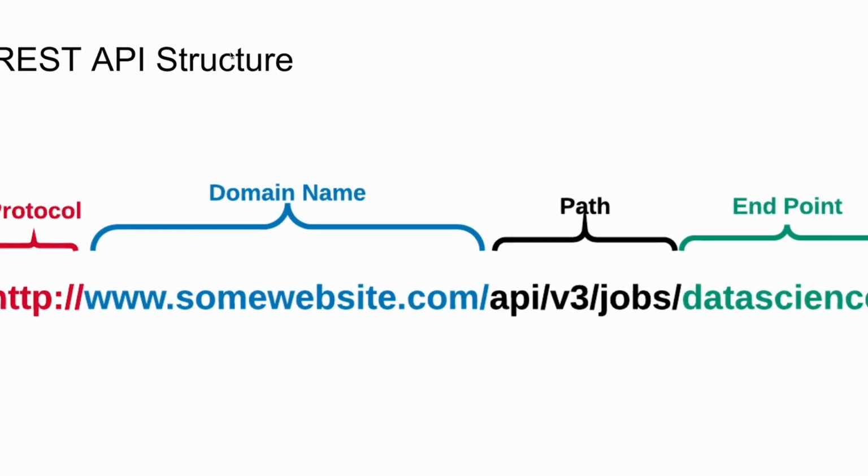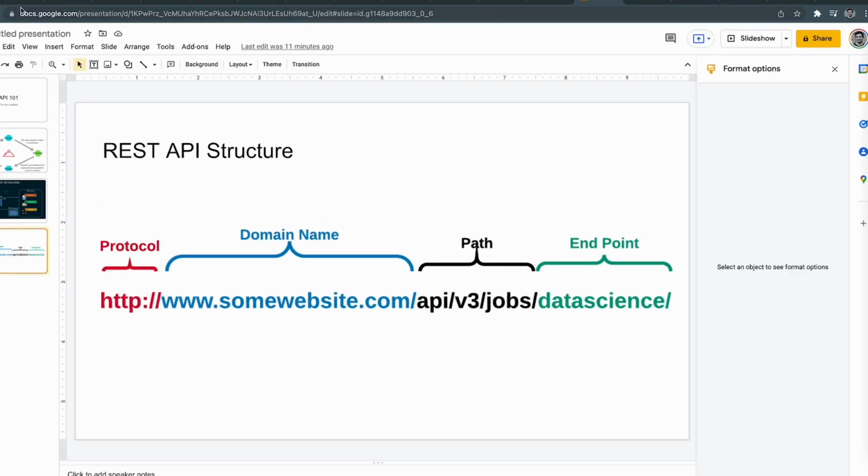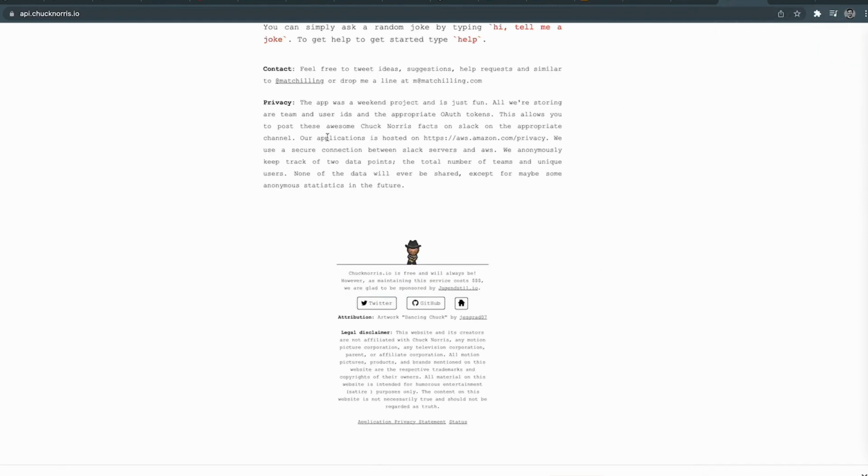Let's look at this through an example which will help you understand this even more, right? So to do this example, we're going to use a specific API called the Chuck Norris API.